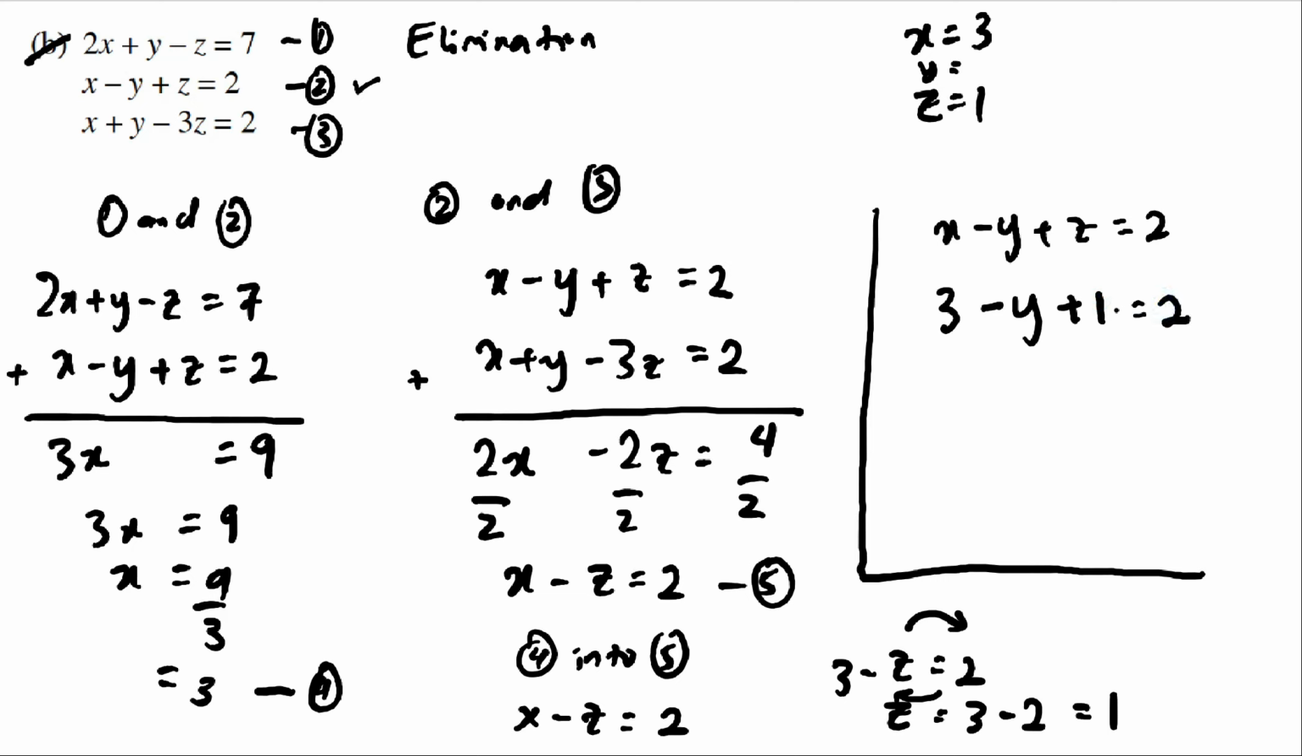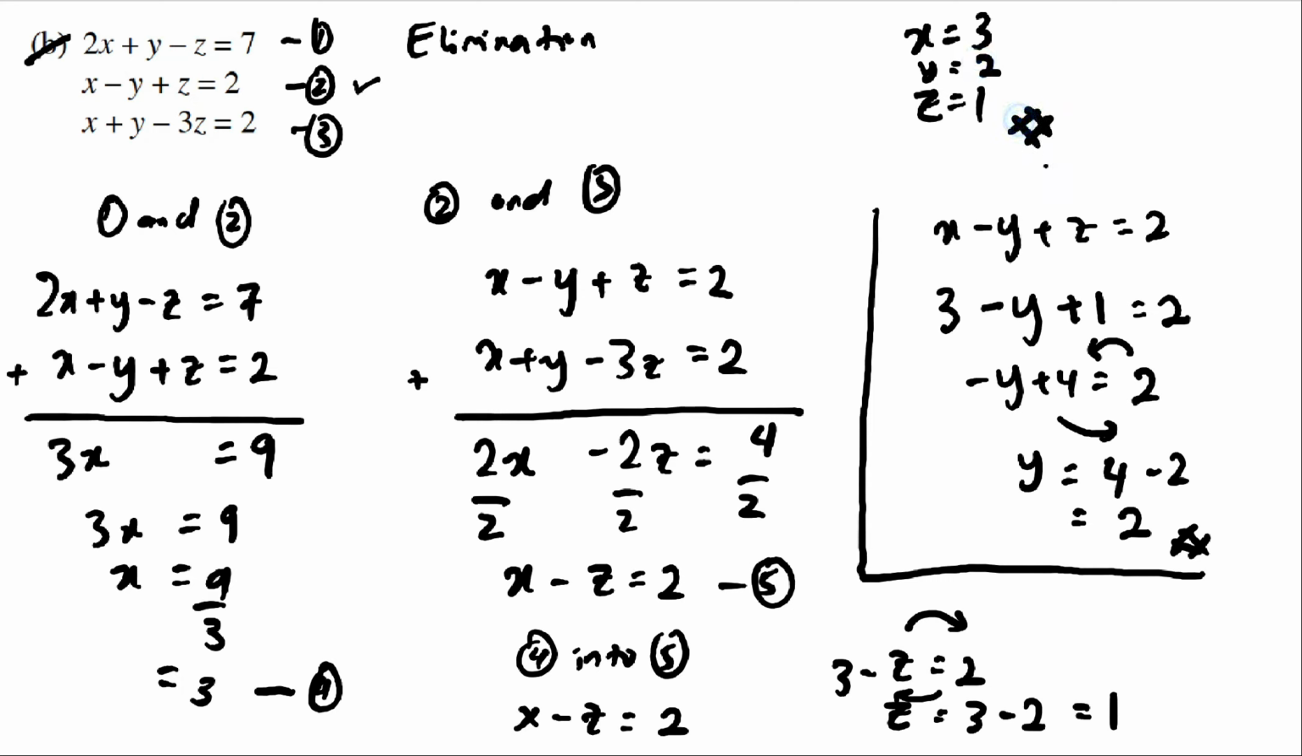So here 3 plus 1 is 4, negative y plus 4 is equal to 2. Now we want y to be positive, so we change place. Negative y entering this territory will be positive y. At this side we have 4, and when 2 enters this area, it becomes negative 2. So 4 minus 2 is 2. This one y is equal to 2. So the solution for this answer, x is equal to 3, y is equal to 2, and z is equal to 1.